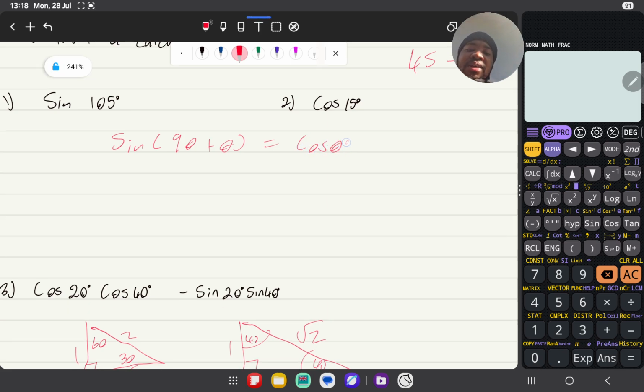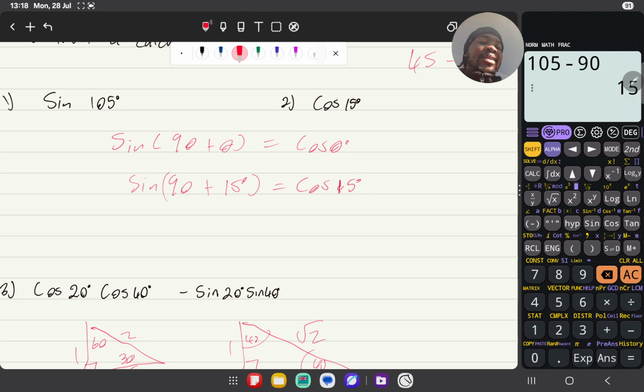Cos theta, right? So now we have something like sine of 90 plus what, right? You go 105 minus 90, you get 15 degrees, right? Which will be cos 15. So that's why they are equal.